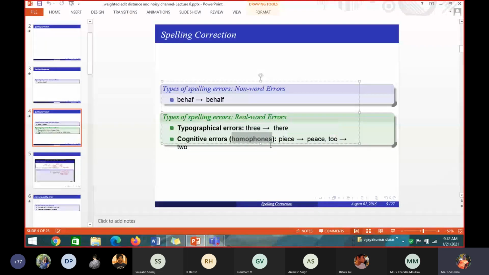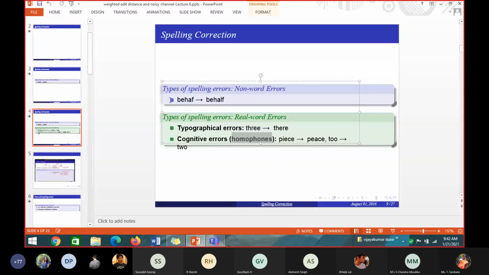So I will tell you, whether you will be typing PAECE or PEACE, or whether it may be TOO or TWO, those types of errors. These are all the possible ways in which we get spelling errors in the real world. One may be typographical errors or the other may be homophone errors. That may cause the input word, the correct word W, to become a wrong word X. That is my observation.